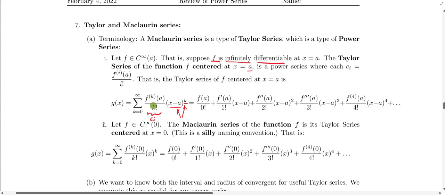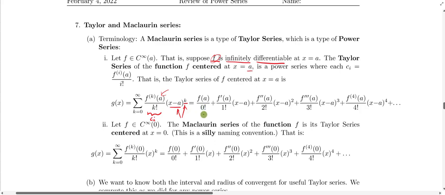And the way we generate those coefficients is by evaluating successive derivatives of that underlying function f at the centering point, and we divide by k factorial, where k is whatever term we're currently working at.